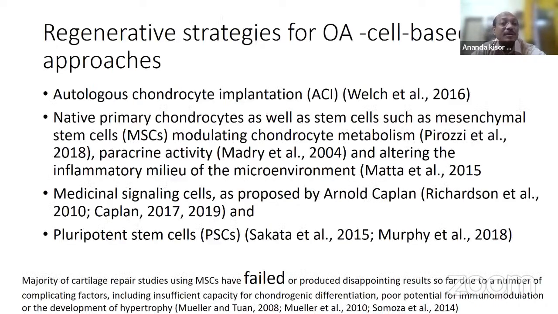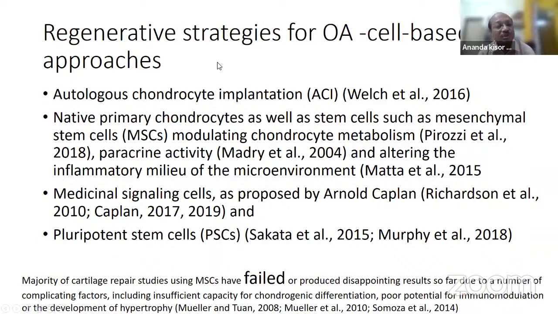Now, with the help of this knowledge, another important topic may be asked: what is a recent therapy in osteoarthrosis? Regenerating strategies of osteoarthrosis: apart from the conventional approach, which you have to write down first, next is the cell-based approach. In the cell-based approach, the most important and effective is autologous chondrocyte implantation. Next are the mesenchymal stem cells, also called medicinal signaling cells, and the pluripotent stem cell. These are the cell-based approaches.